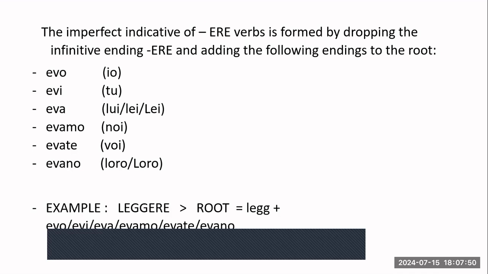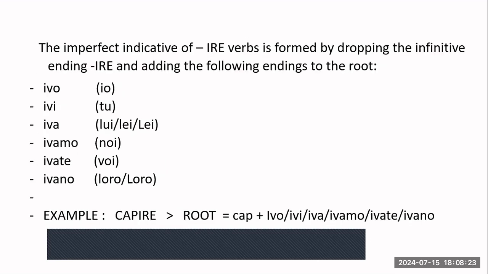Same thing with ere. Drop your ere and you add your evo, evi, eva, evamo, evate, and evano. You can see now if it's an are, it becomes avo. If it's an ere, it becomes evo. So for example, leggere, leggevo, leggevi, leggeva, leggevamo, leggevate, leggevano. So ire would obviously have an i because it's an ire verb. So it's ivo, ivi, iva, ivamo, ivate, ivano. The verb capire, capivo, capivi, capiva, capivamo, capivate, capivano.